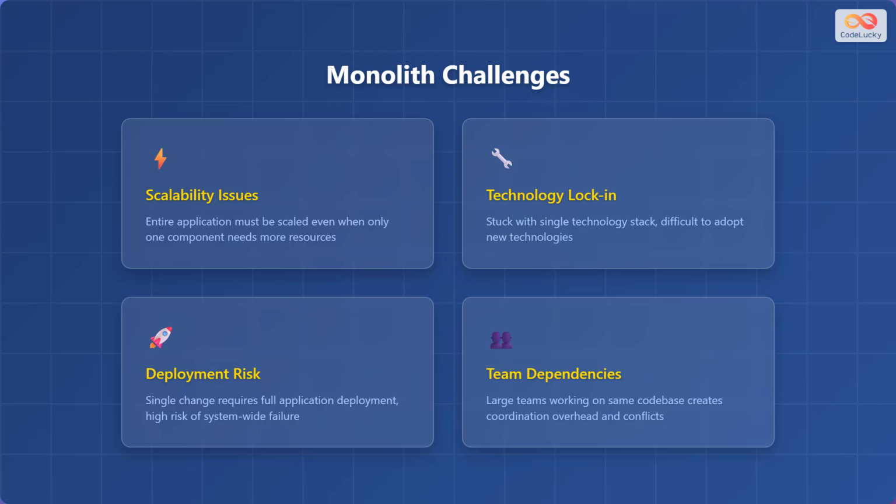Monolithic architectures, while simple to start, present several challenges as applications grow. First, scalability becomes an issue as the entire application must be scaled, even when only one component needs more resources. Second, there is technology lock-in, meaning you are stuck with a single technology stack, making it difficult to adopt new technologies. Third, deployment risk is high, as a single change requires a full application deployment, increasing the risk of system-wide failure. Finally, large teams working on the same codebase create coordination overhead and conflicts.